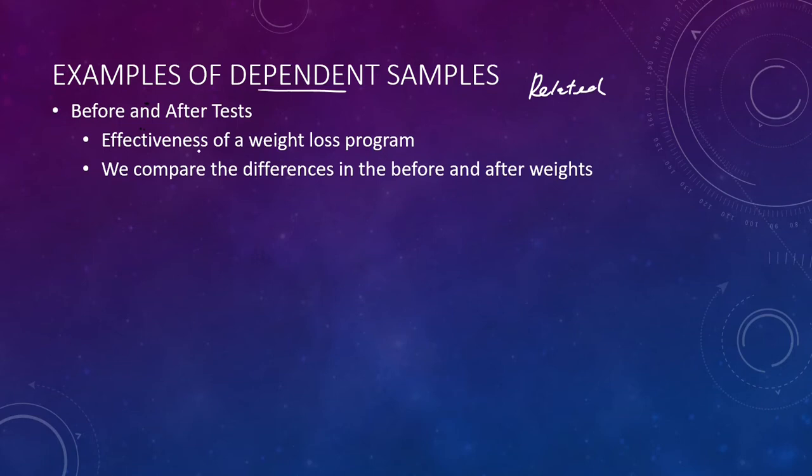We can take a weight loss program and check the person's weight before the program and the person's weight after the program. This is an example of dependent samples because we're talking about the same individual. They're being tested before and they're being tested after.